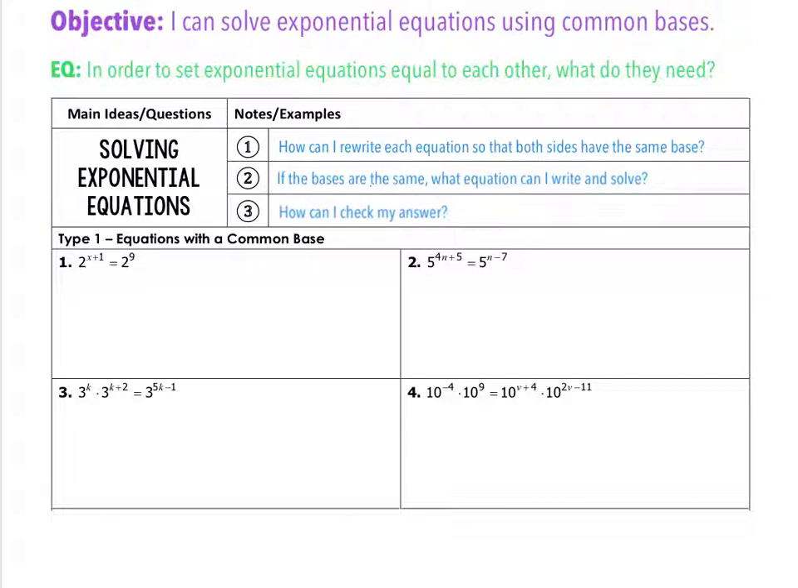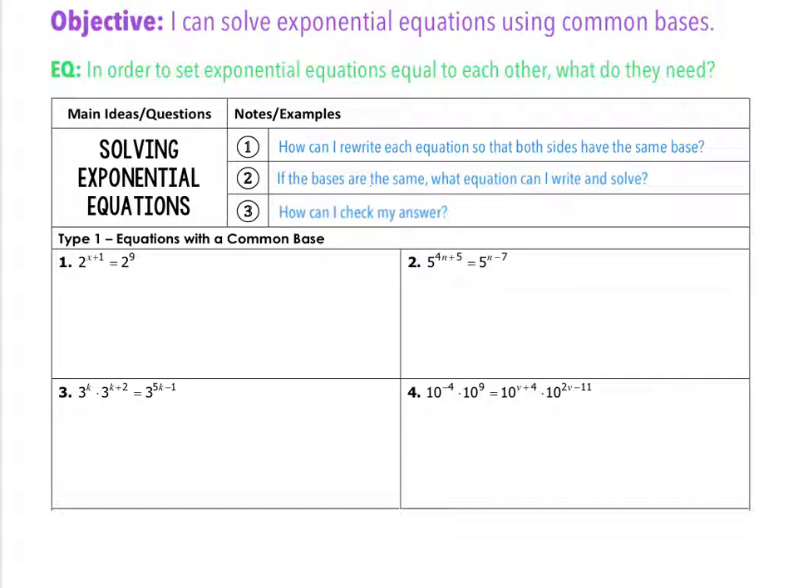All right, so the first question, how can I rewrite each equation so that both sides have the same base? Well, when I look at these two sides of the equation, the base is 2 here and the base is 2 here, so I already have the same base. So then I can move on to the next question. If the bases are the same, what equation can I write and solve?